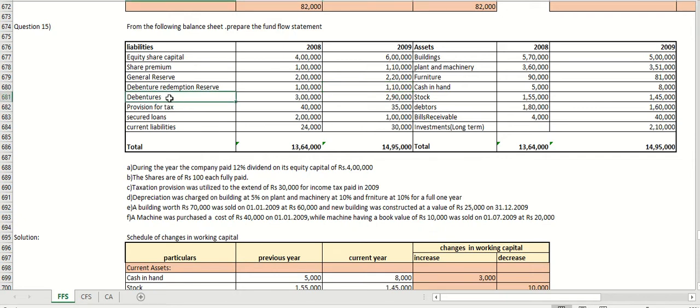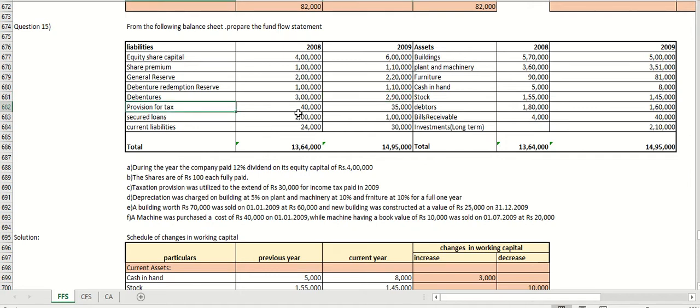Then we have debentures. Last year it is 3 lakhs. The current year it is 2,90,000. So if you see, the debenture has decreased compared to last year, which means there is redemption of debentures by the company. Hence it has decreased. So it will be shown in your application of funds as redemption of debentures: 3 lakhs minus 2,90,000, which is 10,000.